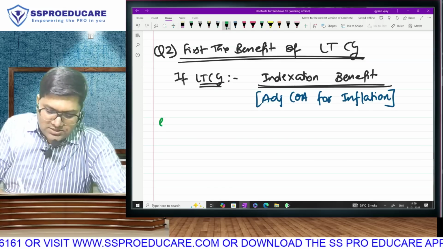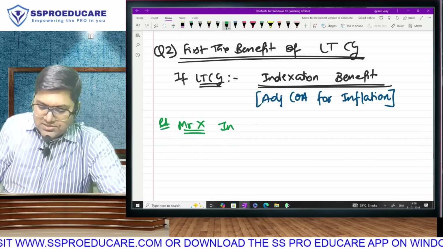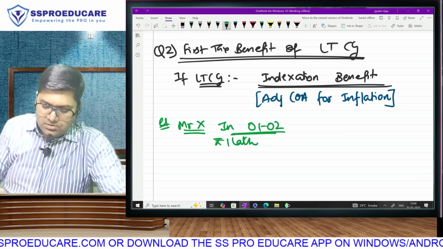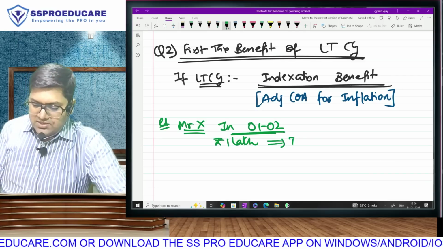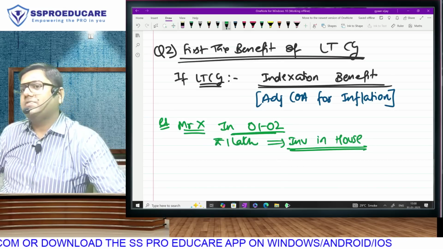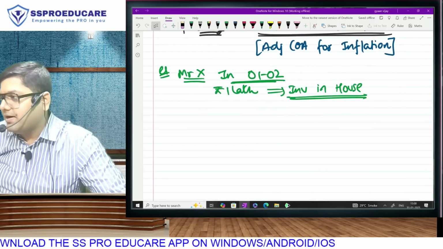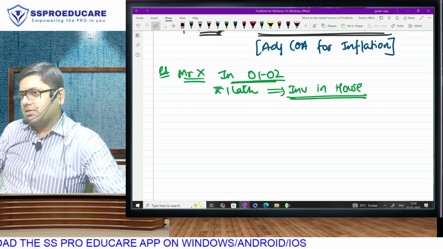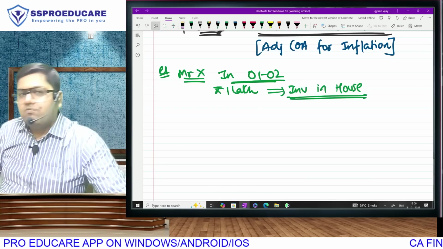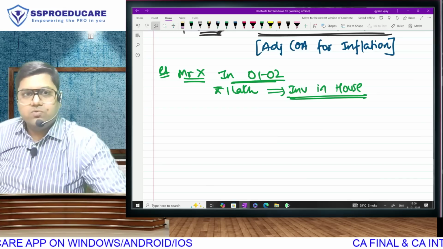Understand with the help of an example. Mr. X in the year 2001-02 had some funds, for example rupees 1 lakh. This amount he invested in a house and purchased a house in the year 2001-02 for rupees 1 lakh. For effective study and better retention, it is advisable that you answer simple questions. For example, who is the assessee? Mr. X. What great thing has he done in life? Purchased a house in the year 2001-02 for rupees 1 lakh.